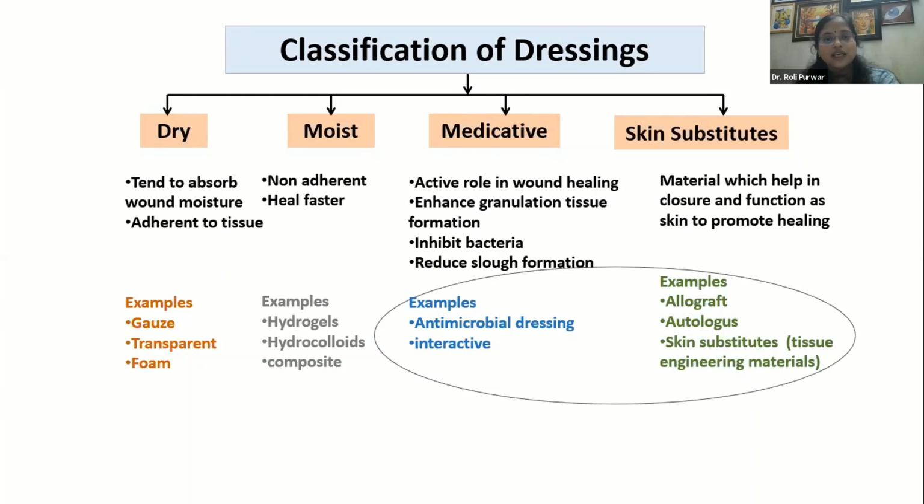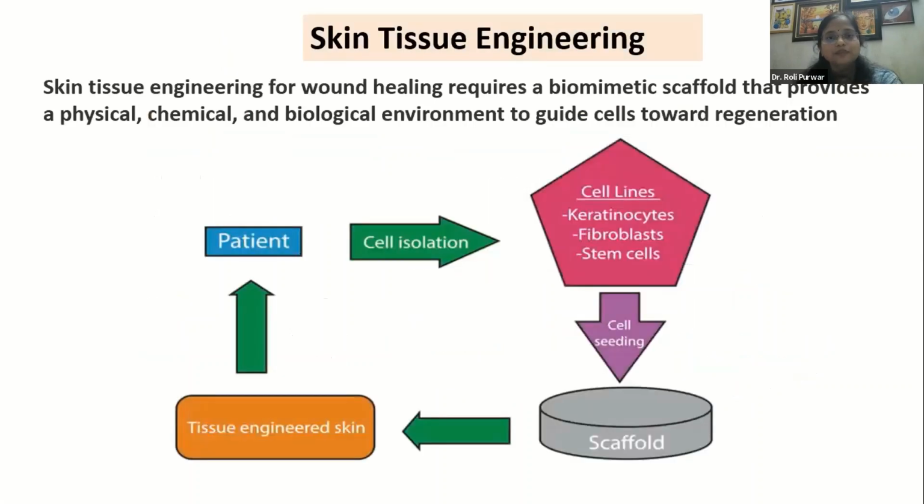Further, my talk is based on the antimicrobial dressing and the skin substitute which we have developed in our labs. Since I have introduced one term, skin tissue engineering, what is skin tissue engineering? It is a process where we isolate cells from the patient. There are three kinds of skin cells we can take from the patient: keratinocytes, fibroblasts, or stem cells.